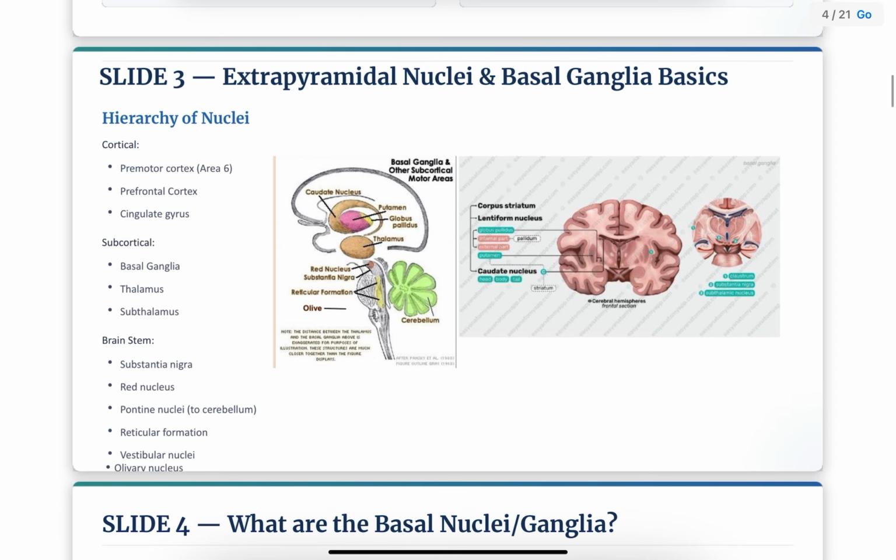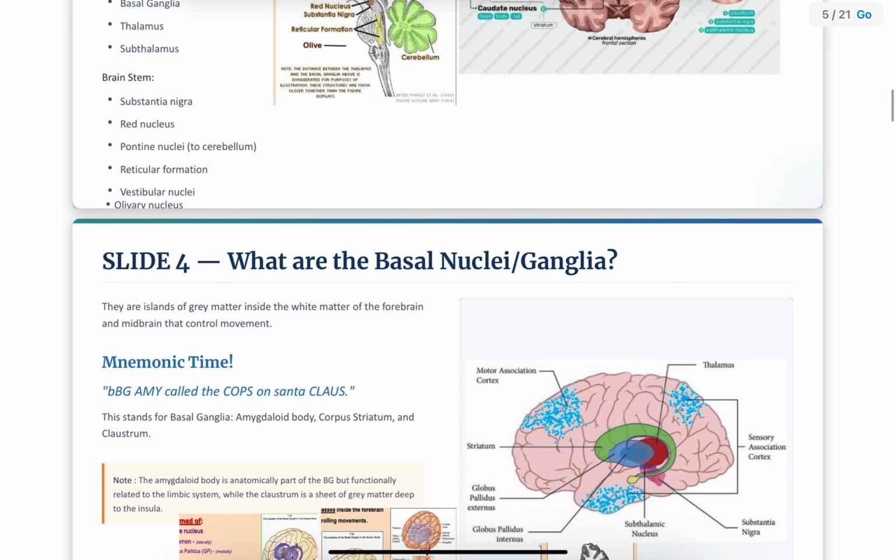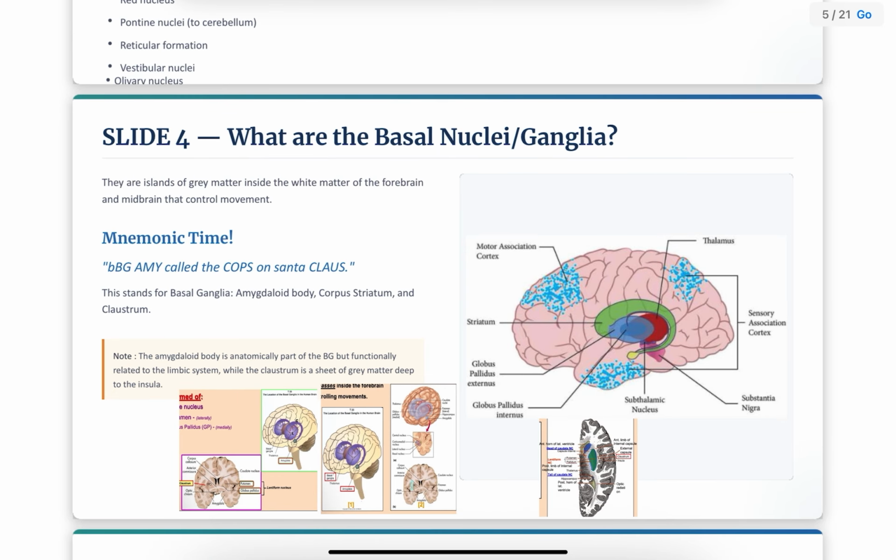Now, let's move on and talk about what exactly the basal nuclei, or the basal ganglia, are. They're basically islands of gray matter. Where can we find them? We find them inside the white matter of either the forebrain or the midbrain, and their main role is to control movement.